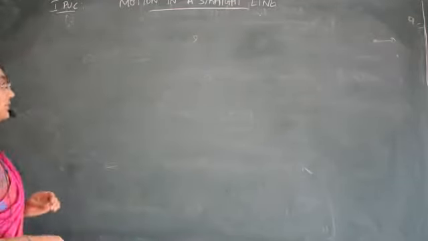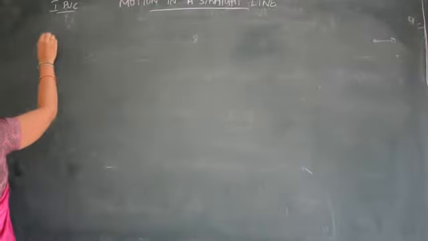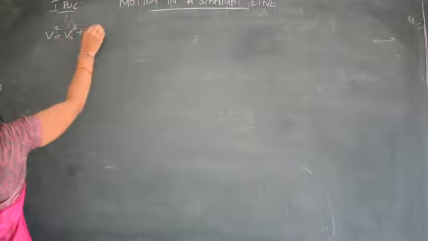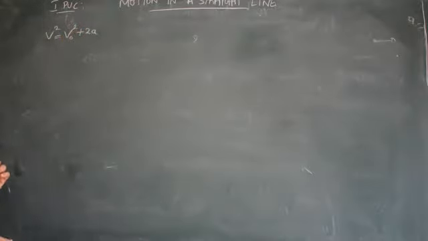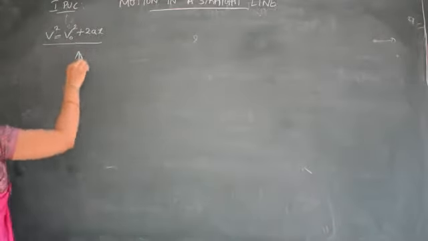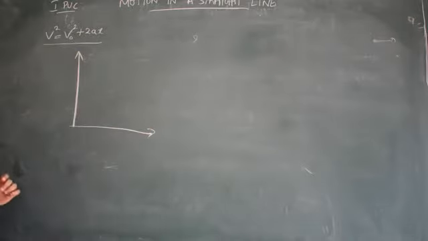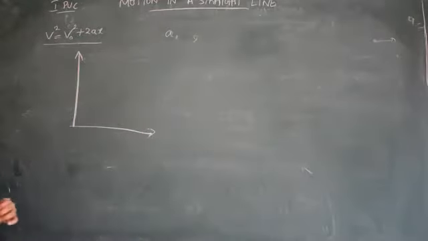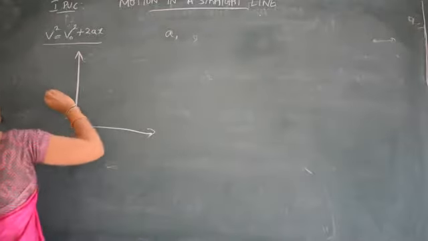See, if the question is asked, derive the expression for v square is equal to v naught square plus 2ax, then what you have to do is, let us consider a body moving in a straight line. Okay, let us draw a diagram. Let us consider a body moving in a straight line with uniform acceleration a. Let v naught be the initial velocity.